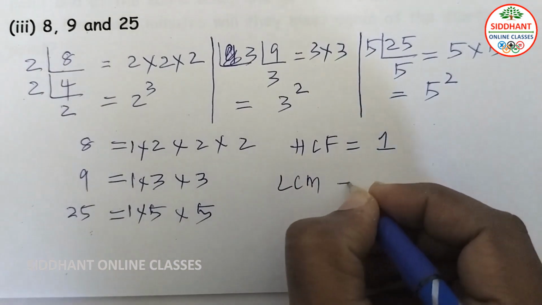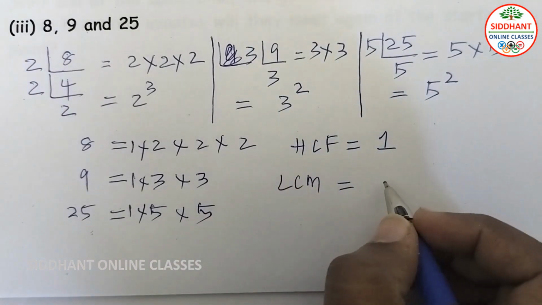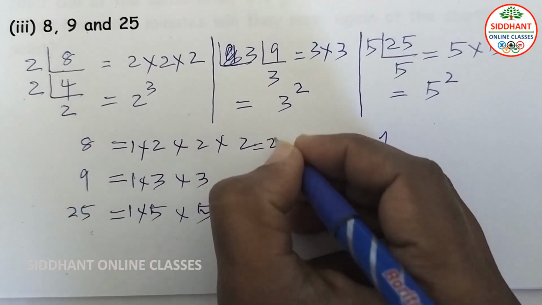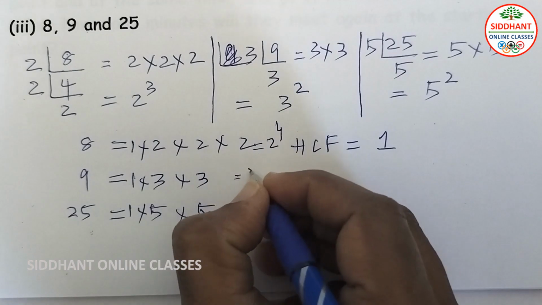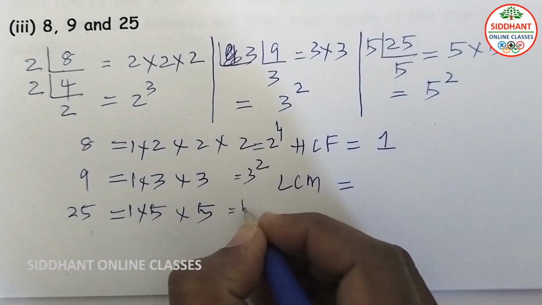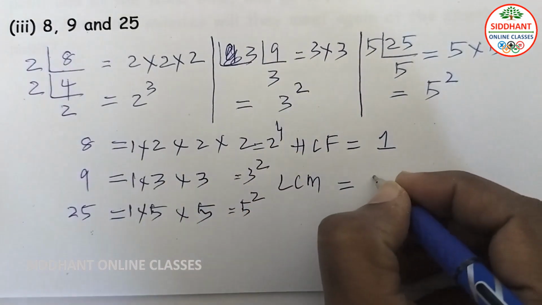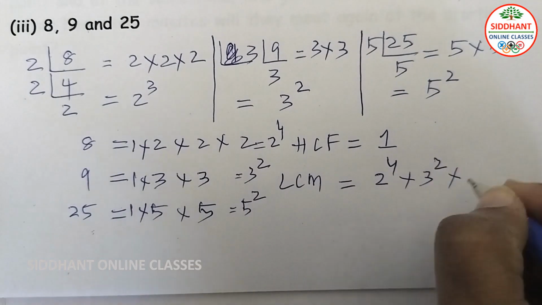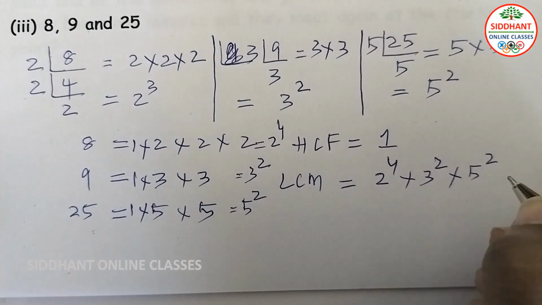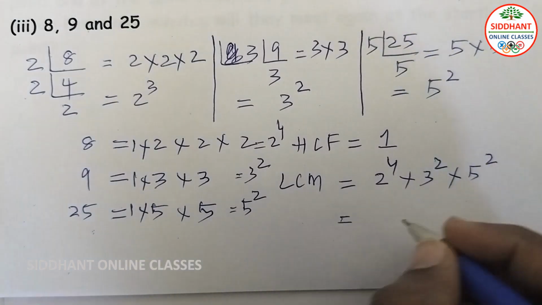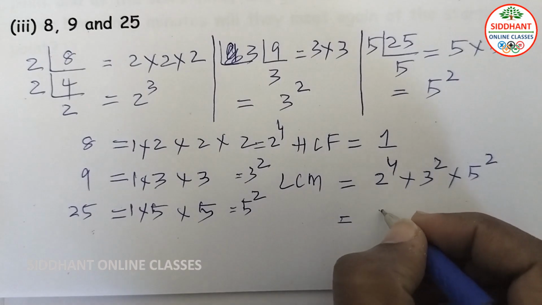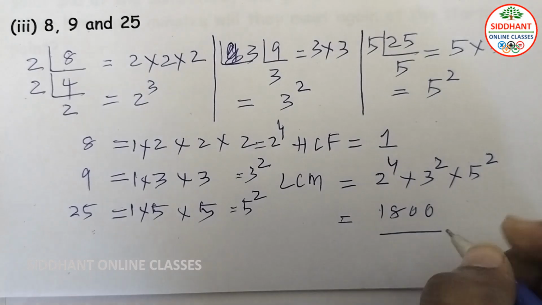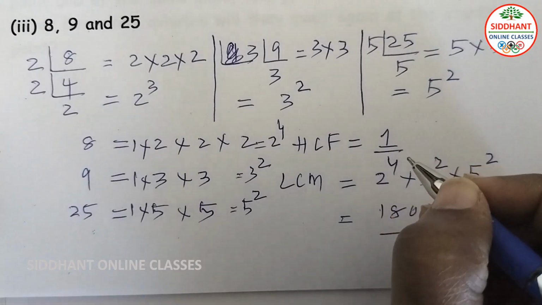And for the LCM, we take the greatest power of each number, that means 2 to the power of 4, 3 to the power of 2, 5 to the power of 2. So that means 2 to the power of 4 into 3 to the power of 2 into 5 to the power of 2. When you multiply this, we get 1800. So this is the LCM and 1 is the HCF.